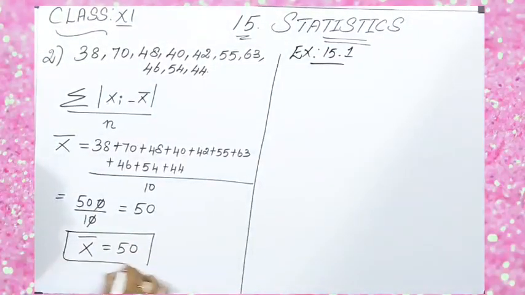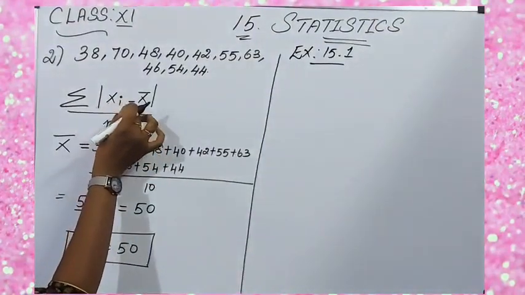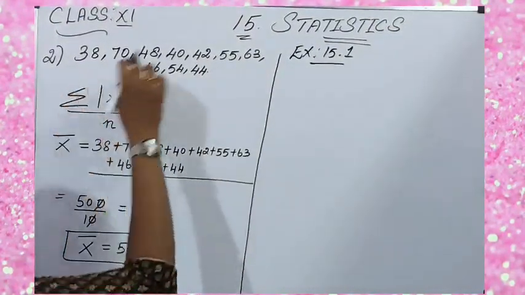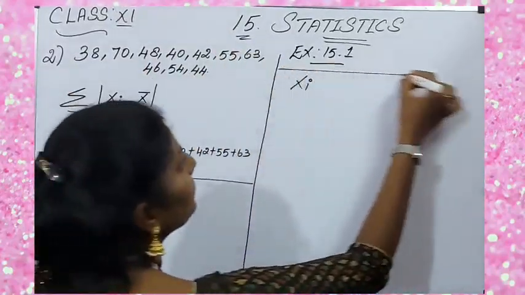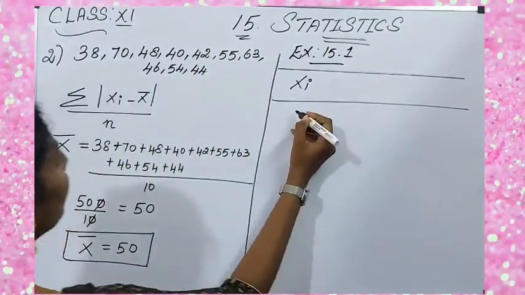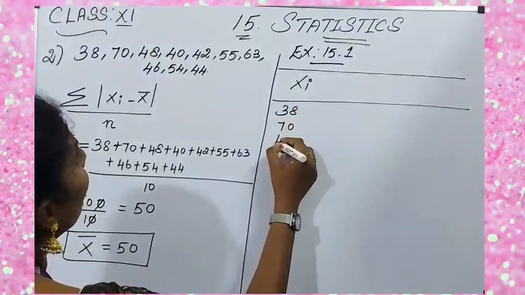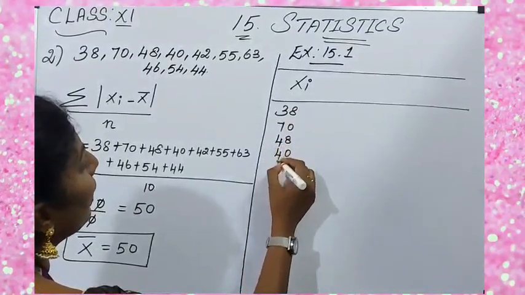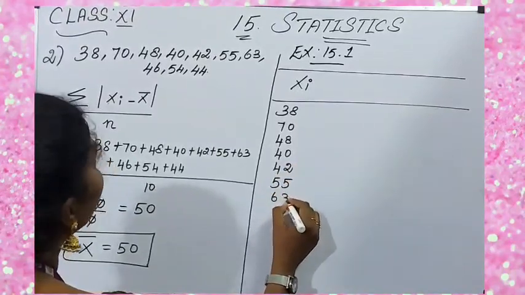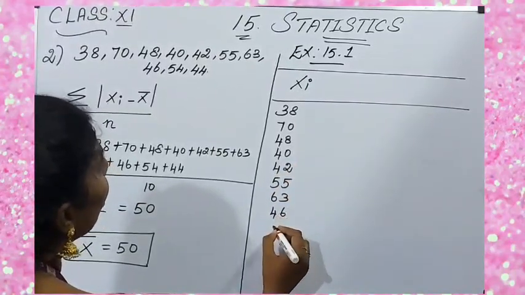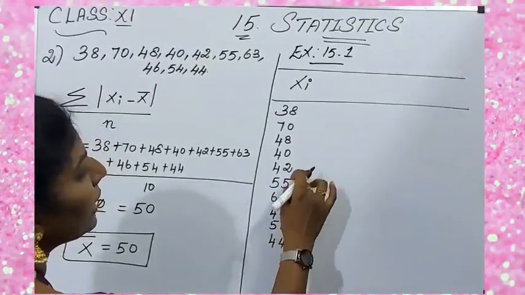Next, shall we substitute in the formula? Modulus of xi minus x bar, where xi is nothing but the numbers of the series. So the series are 38, 70, 48, 40, 42, 55, 63, 46, 54 and 44.